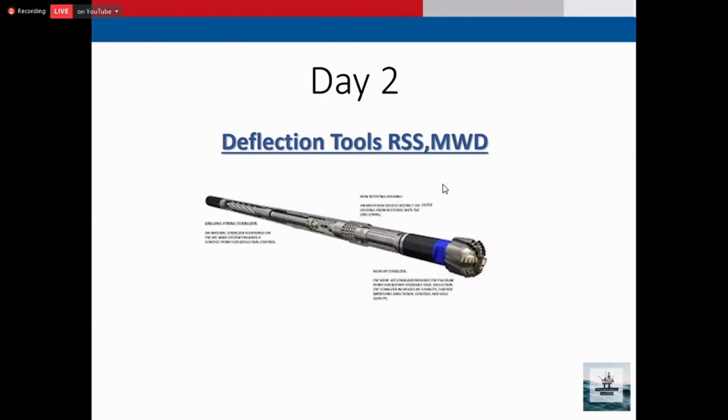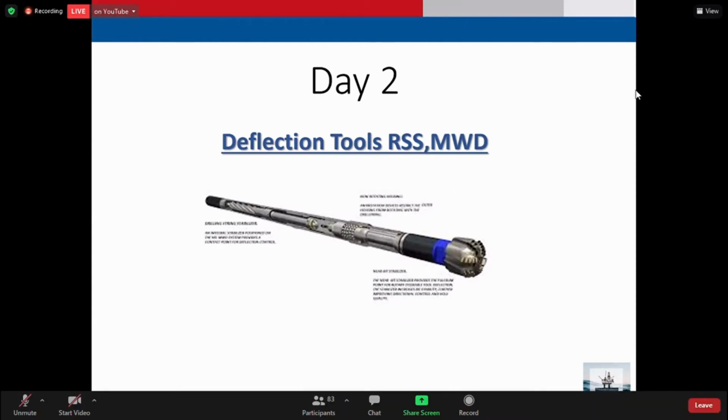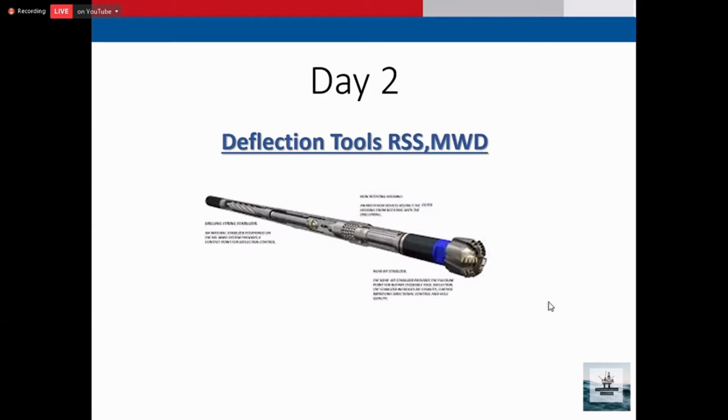Yesterday, we talked about the application and the introduction for directional drilling, and discussed many features of directional drilling and many types of directional well profiles, as type 1, type 2, type 3, with building, holding the angle, and deviating the wellbore to the desired direction.